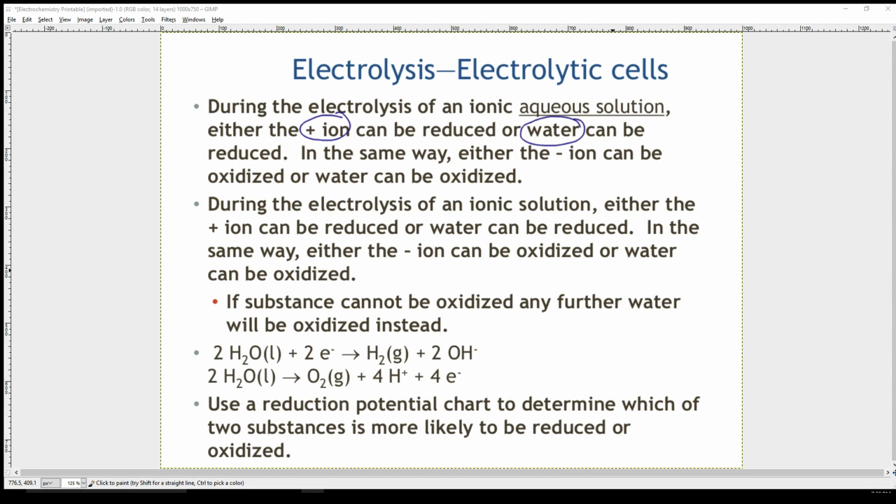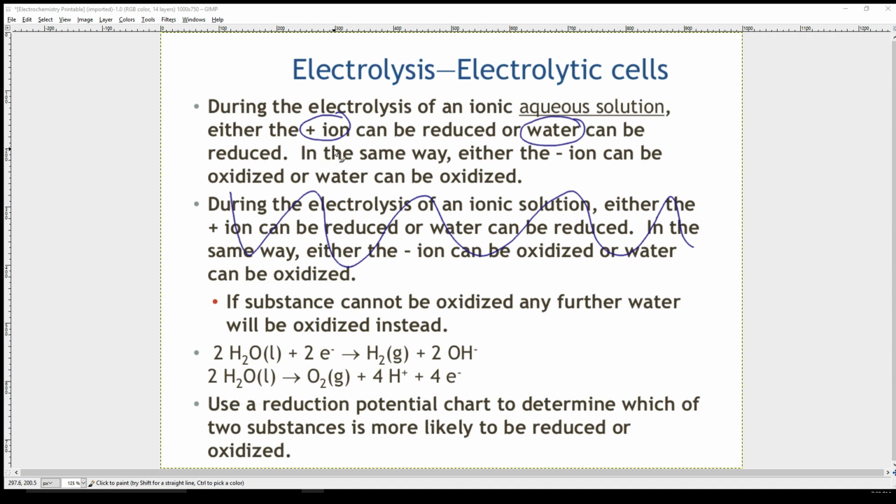So in the same way, either the negative ion can be oxidized or water can be oxidized. These statements, I believe, are exactly the same. If a substance cannot be oxidized any further, then water will be oxidized instead.